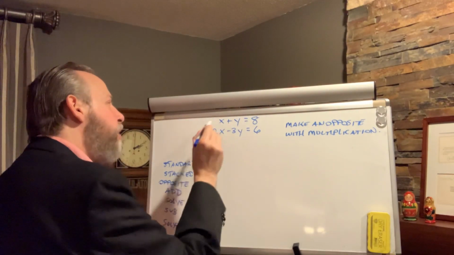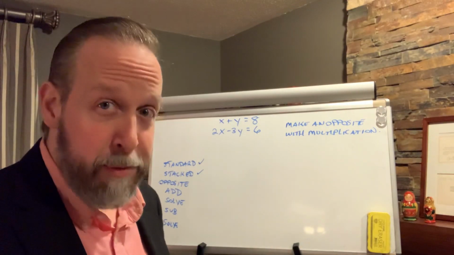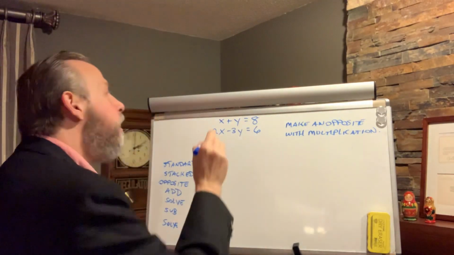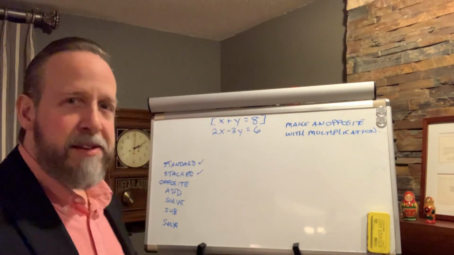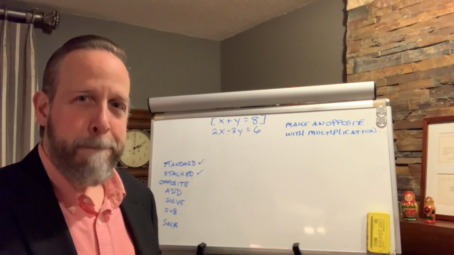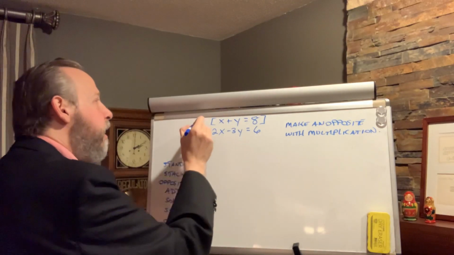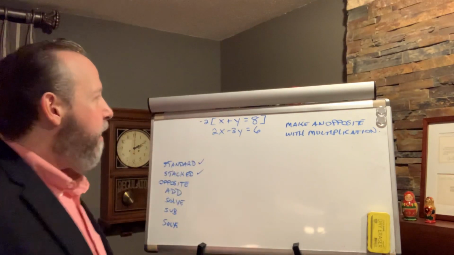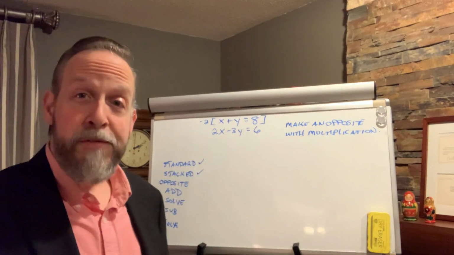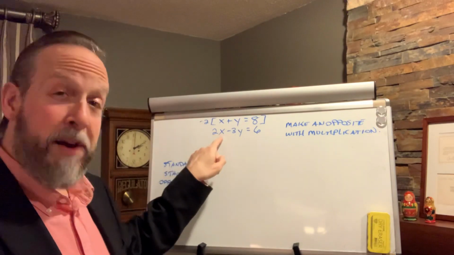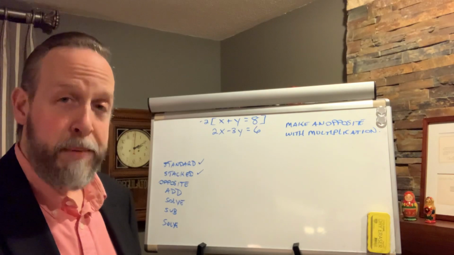I'm going to multiply the top line, the entire line, mind you, not just the variable part, the entire equation. I'm going to multiply it by a number to create an opposite variable pair. I'm going to choose the number negative 2. And here's why. If I multiply this whole line by negative 2, I'm going to get negative 2x. Down here I have positive 2x. That's going to create an opposite variable pair for me.